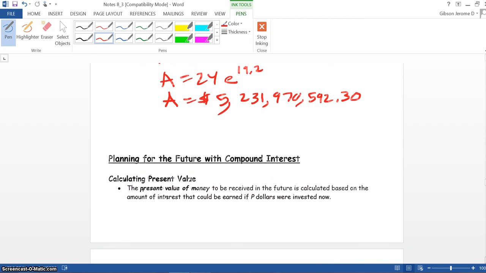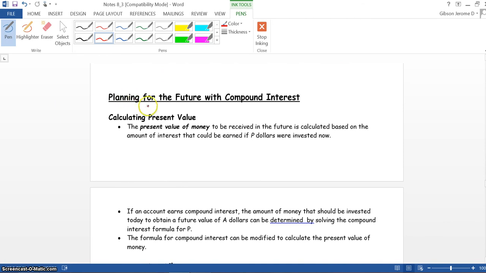Now, we go to the next section of this lesson. It says planning for the future with compound interest. Calculating present value. The present value of money to be received in the future is calculated based on the amount of interest that could be earned if P dollars were invested now. If an account earns compound interest, the amount of money that should be invested today to obtain a future value of A dollars can be determined by solving the compound interest formula for P. The formula for compound interest can be modified to calculate the present value of money.